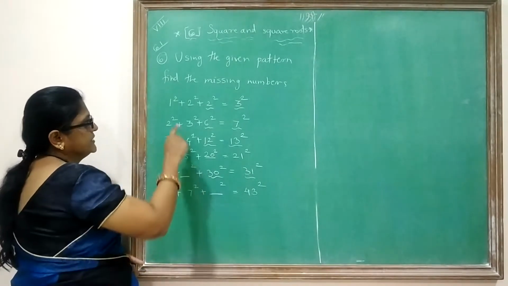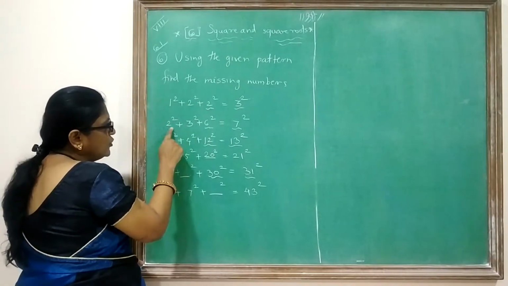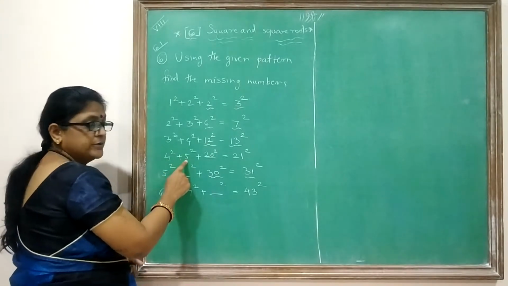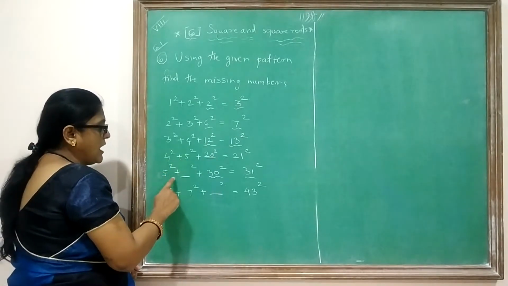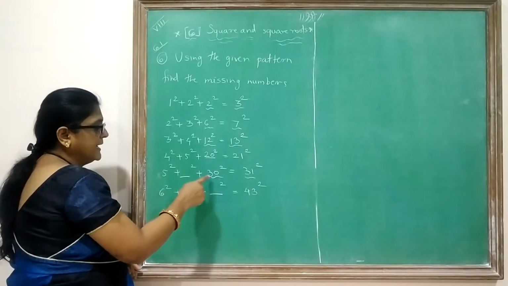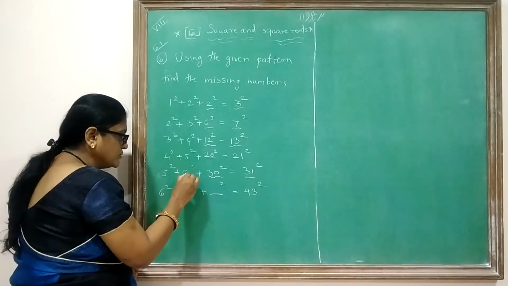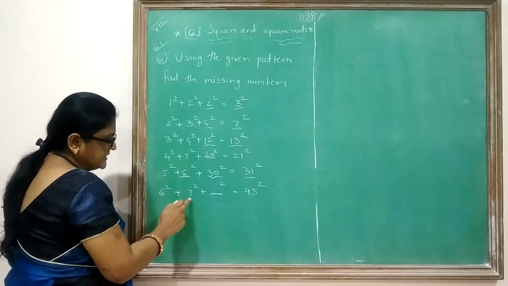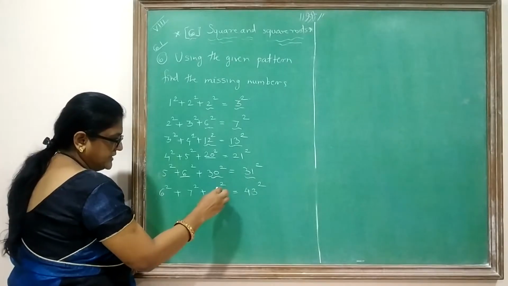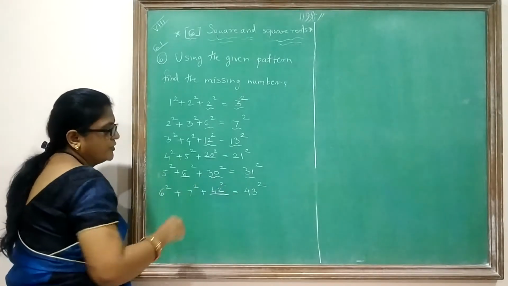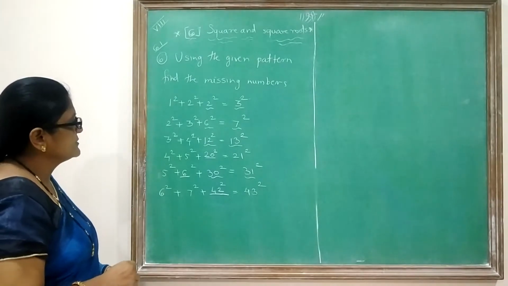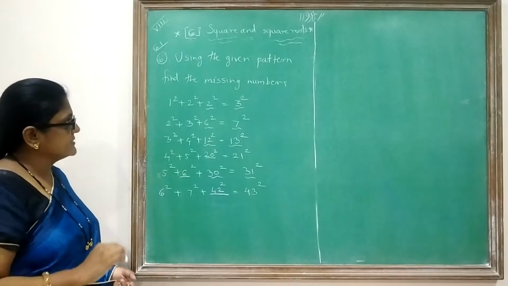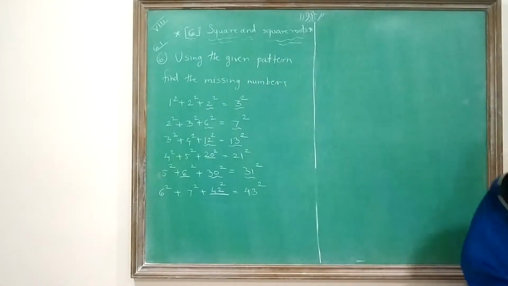Then again you will observe that 1 into 2 is 2, 2 into 3 is 6, 3 into 4 is 12, 4 into 5 is 20. Then here, which number multiplied by 5 will give 30? 5 sixes are 30, so you will write here 6. Again you will see here 6, 7 and here 43. Then its answer is 42 whole bracket square. So first we will observe this example and then fill up the blanks. Let's see the next example.